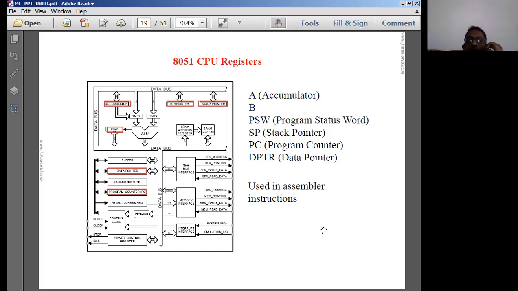What is most important for programming with 8051, provided in unit number 2, is that we should understand certain registers which are programmable registers, or which can be accessed by using programming instructions, known as accumulator, temporary register B, program status word, stack pointer register, program counter, and data pointer register. And this data pointer register is usually a 16-bit register. All these we have discussed will be used in the assembly instructions to program a microcontroller.